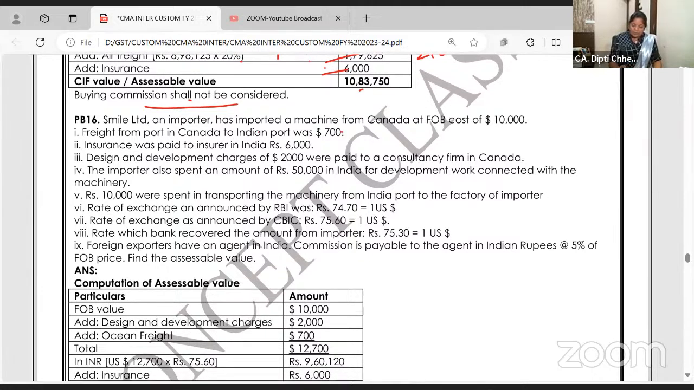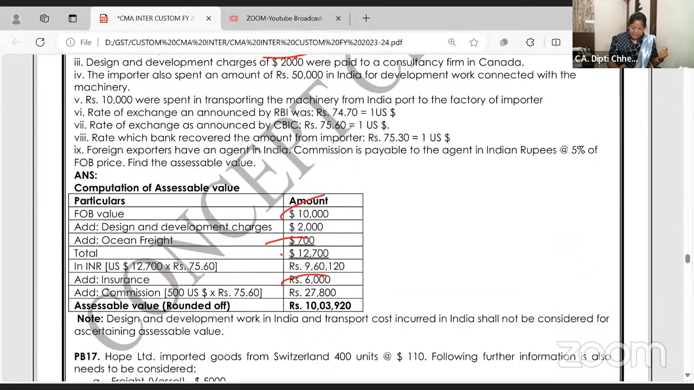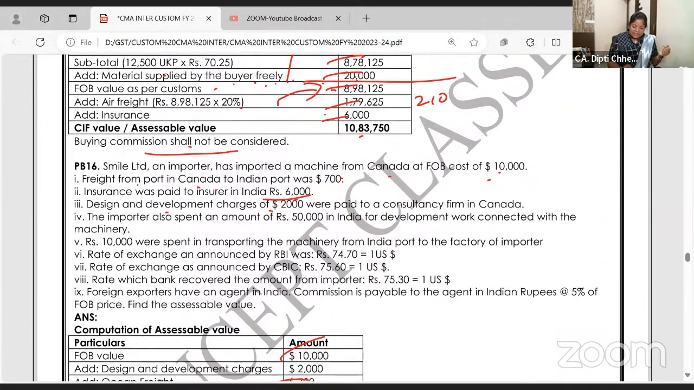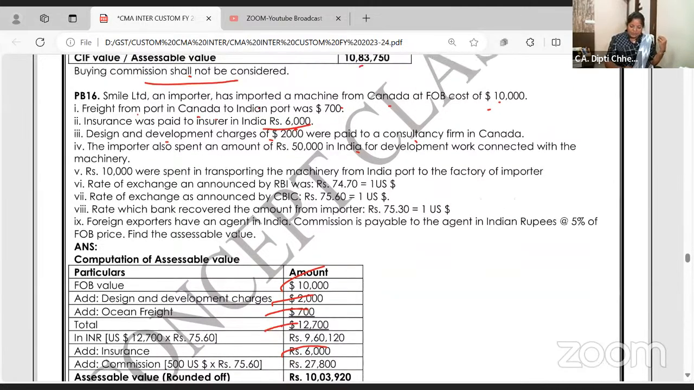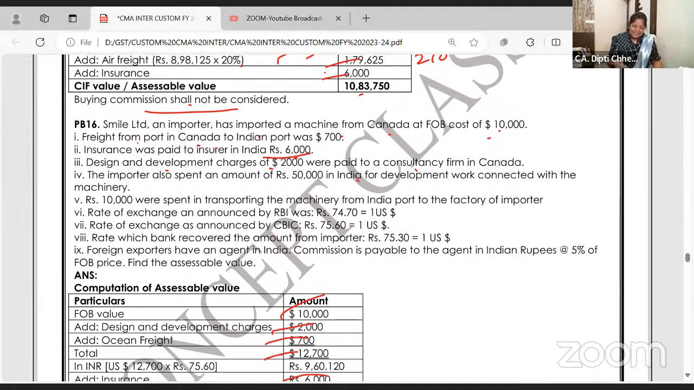Smile Limited has imported a machine, $10,000. Freight from port to India. Okay. This is 700. So FOB में freight add किया. Insurance. Insurance is in rupees. तो add तो होगा, but नीचे add होगा. ठीक है. Designing and development charges you have paid there only. Royalty, license fees, designing charges all paid over there. Add. So 12,700.